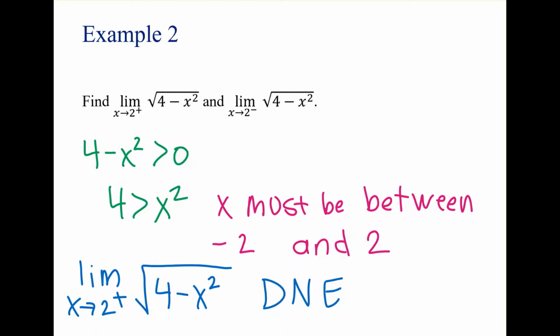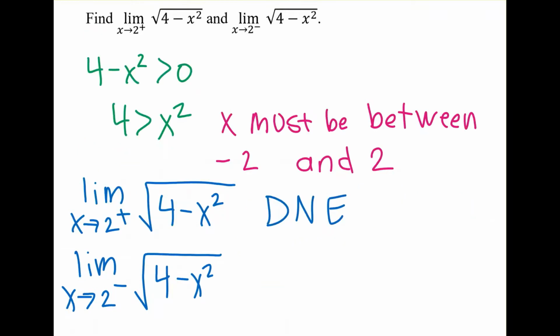Now let's look at the limit from the left. If we approach 2 from the left, that means that the number is a little bit less than 2, which according to what we found before, we can have numbers that are less than 2, as long as they are also greater than -2. So we can find this limit by using some of our properties of limits. Let's write the square root as a power. Remember that a square root is the same thing as a half power.